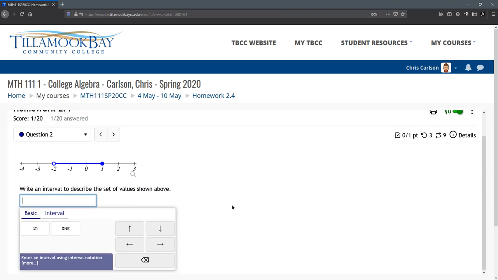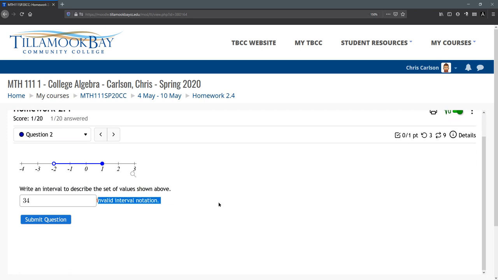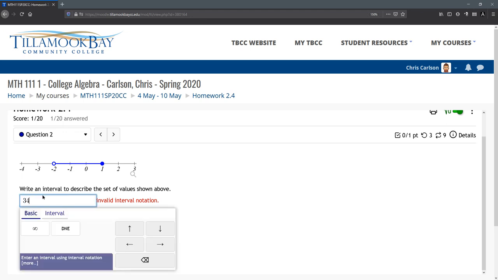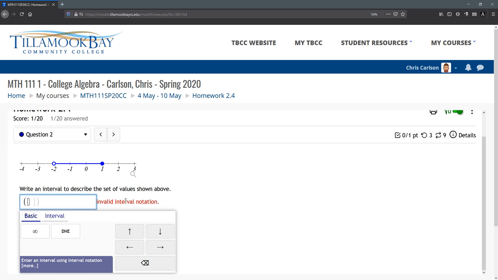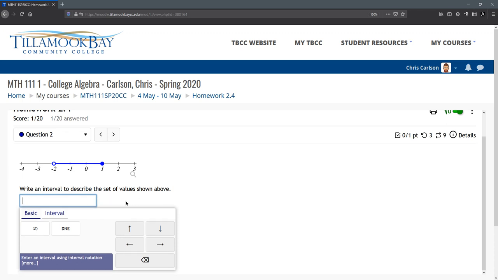So we're going to go ahead and answer just 34. And it says invalid interval notation. Sometimes the system will tell you you have the wrong type of answer. So here I needed an interval. So if you watch the lectures or read the textbook, you know what that means. And it's going to be either parentheses or square brackets, not both on each side, but one on the left.